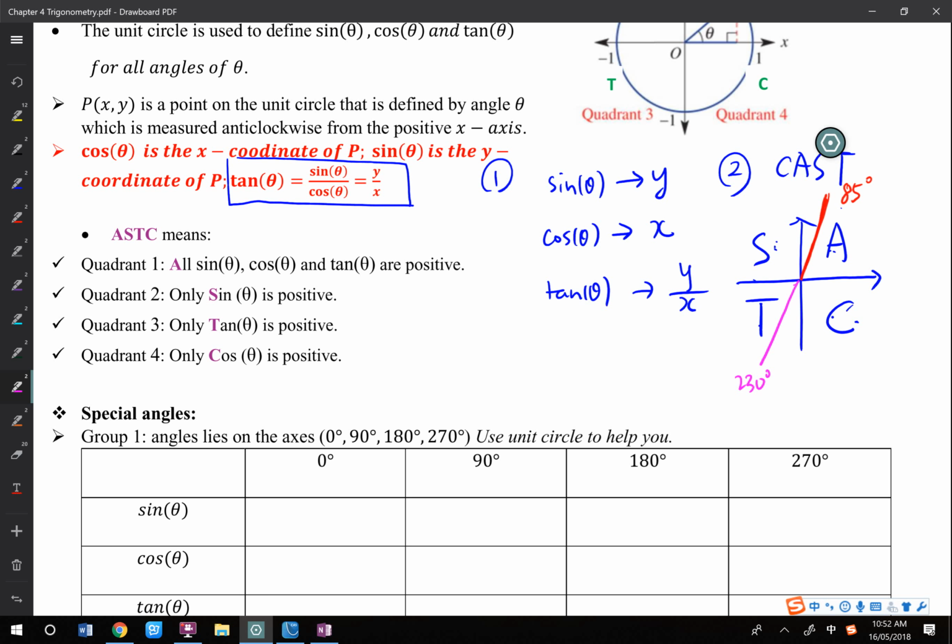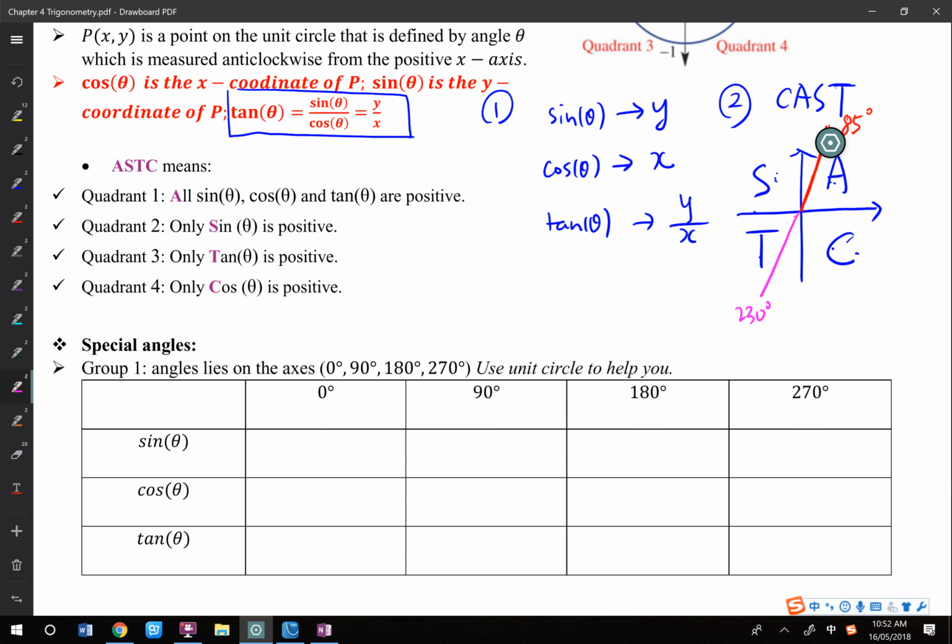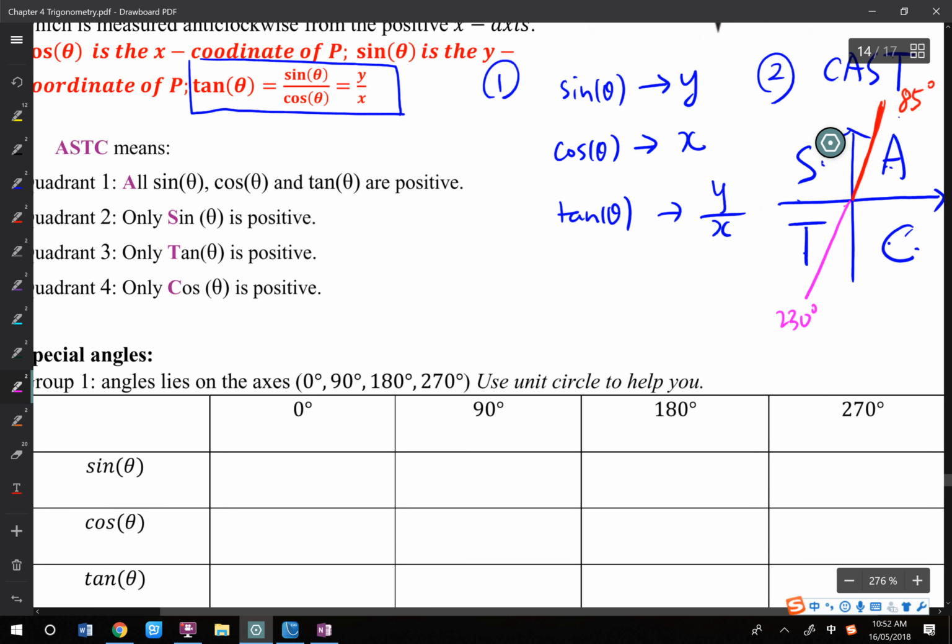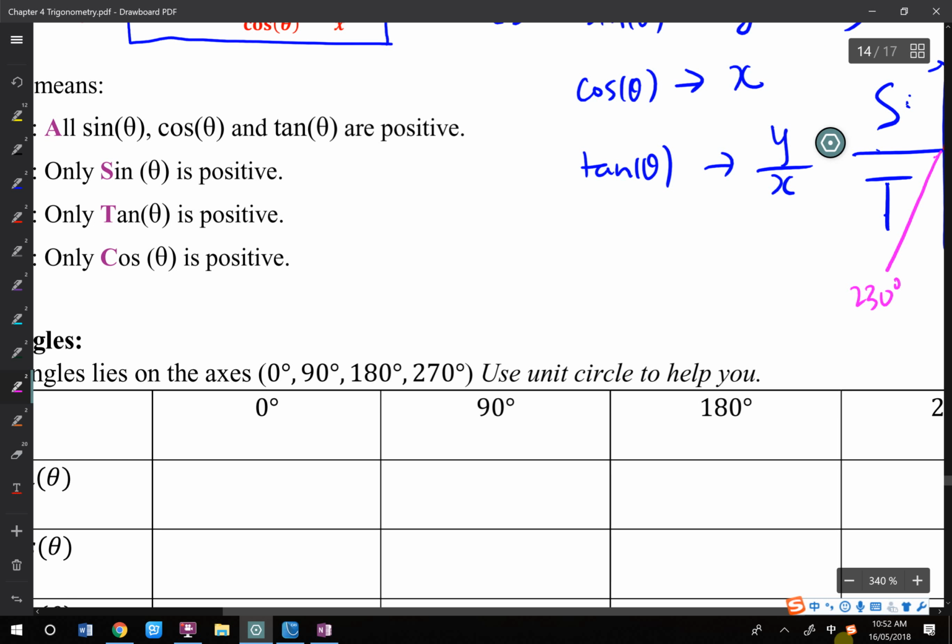So that's what the CAST means and how we use it. Now I'll explain why it's like this. Remember, the unit circle is the intersection between the angle and the circle, and the intersection gives you the sine, cosine, and tangent values. Let's think about angles in the first, second, third, and fourth quadrant.